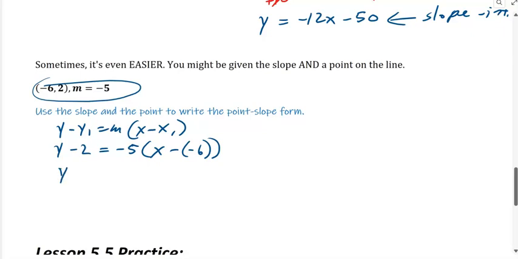Now we have to clean that up because we've got all that subtraction going on. So negative 5 times x plus 6, because we are adding the opposite of negative 6.